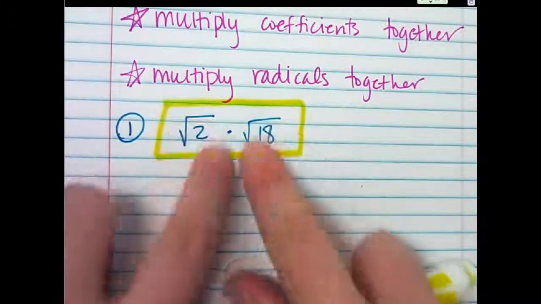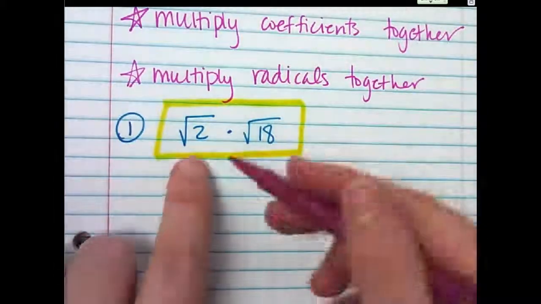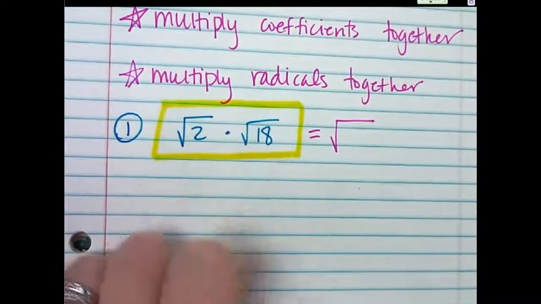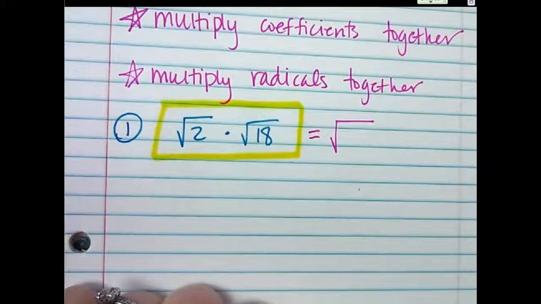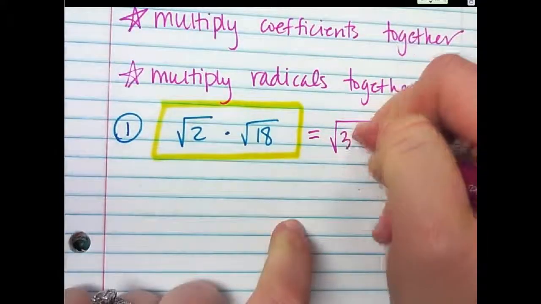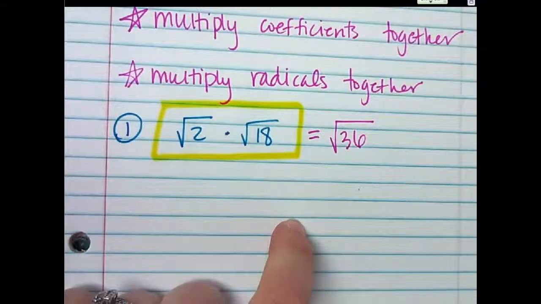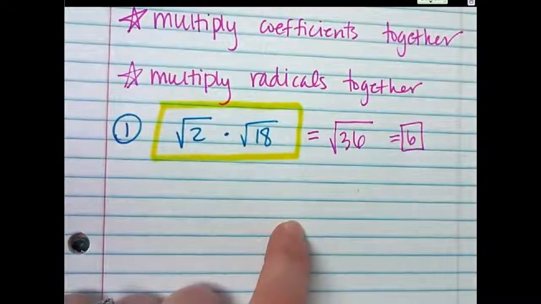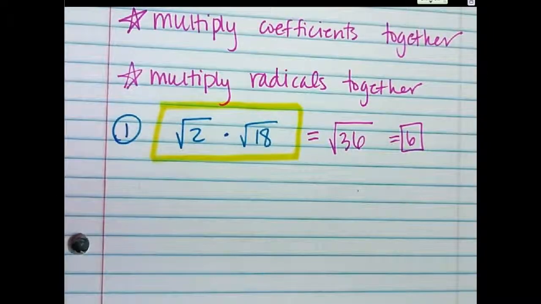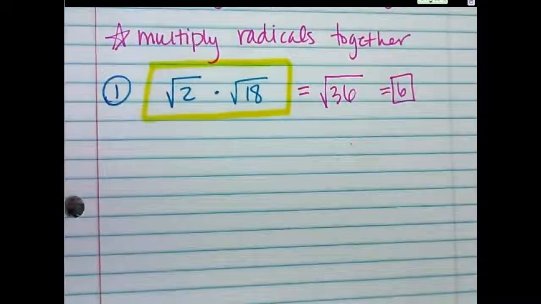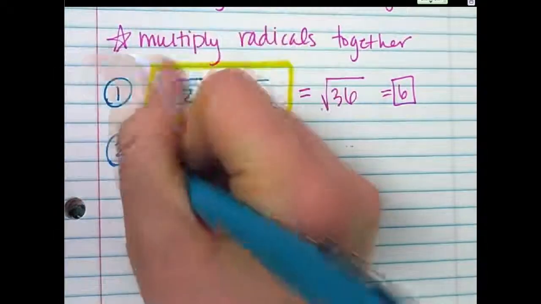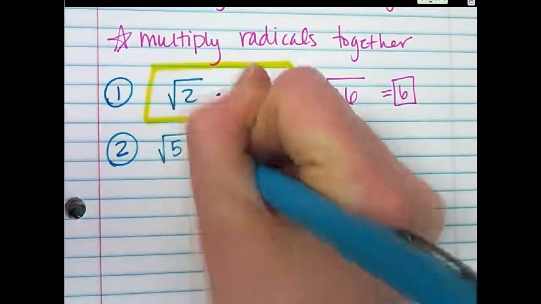Because they're both under the radicals, what is square root 2 times square root 18? Or what's 2 times 18? 36. What's the square root of 36? 6. Okay, so I always multiply and then simplify. Number 2. Multiplying is really not horrible. A couple of the last ones we'll do are a little bit tricky, but they're not bad.